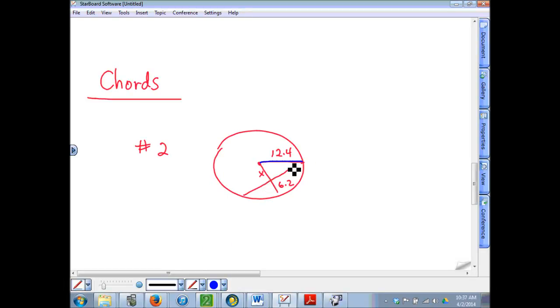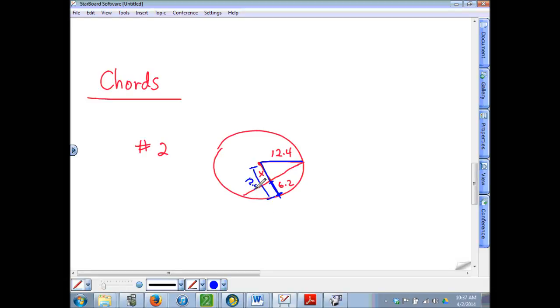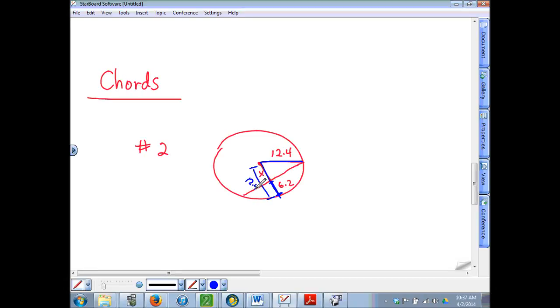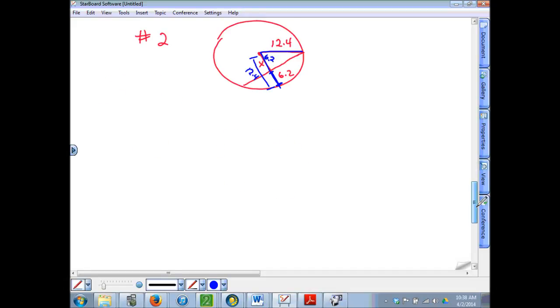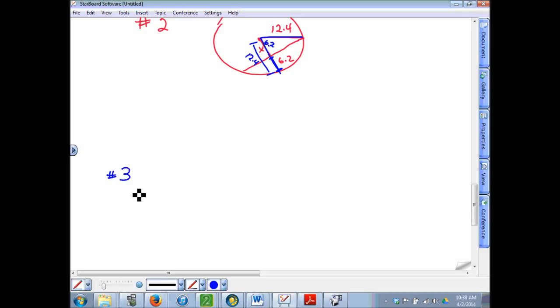Did you guys hear that? Isn't this a radius? Isn't that also a radius? 6.2 is the segment of the radius, you've got to find the rest of it. 6.2 is from here to here. This entire length has to equal 12.4 because it's a radius. If this side is 6.2, what does the x side have to be? It also has to be 6.2 so that it equals 12.4. So that also wasn't terribly difficult. Question 3.